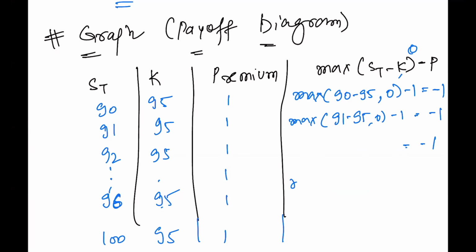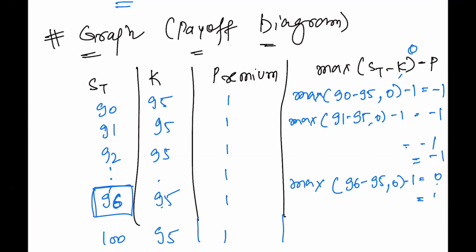So at 96, what will be the payoff? Maximum of 96 minus 95 comma 0, minus 1. So 96 minus 95 is 1. Maximum of 1 comma 0 is 1. 1 minus 1 is 0. So it will be -1 up till this point, and at 96, your payoff will be 0.